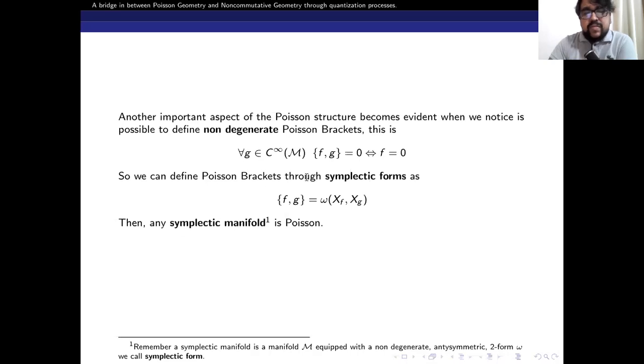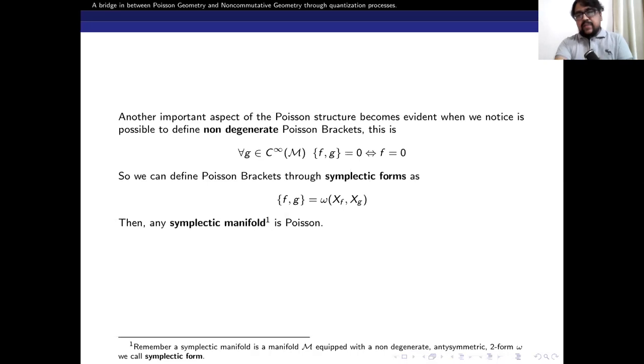So we can define Poisson brackets through symplectic forms. Just remember that a symplectic form is an antisymmetric non-degenerate 2-form, which, equipped to a manifold, gives a symplectic manifold. In this sense, we can prove that all symplectic manifolds are actually Poisson. And that's the reason some authors like to think of Poisson geometry as some kind of generalization of symplectic geometry, because every symplectic manifold is Poisson, but not all Poisson manifolds are symplectic. Examples.